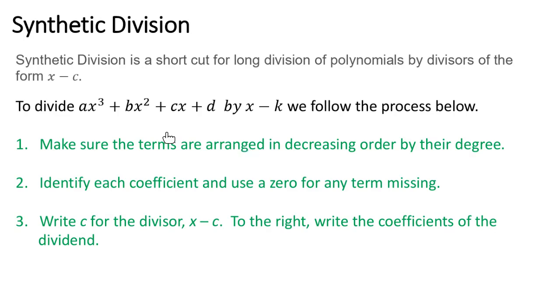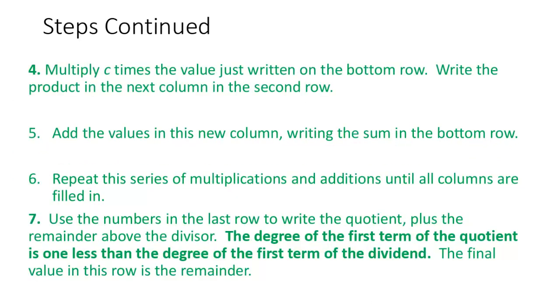So these are all the steps. And again, once we do examples, it'll be a little bit more clear than just reading the statements here. But the first thing, again, is to rewrite this in descending order. And then we're going to identify the coefficients. Remember, the coefficients are the numbers that are in front of the variables. So the A, B, C, and D. And more importantly, you want to use a 0 if you're missing a term. And then we're going to write C. We're going to use C for the divisor. We're going to write that so that we can use the synthetic division.